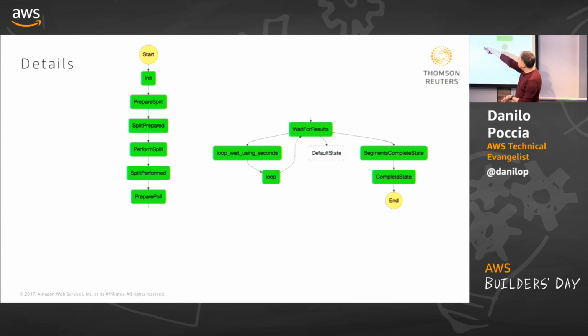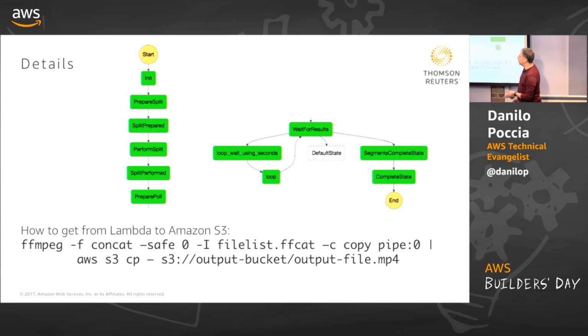So basically, they have all these states: prepare split, split prepared, perform split, split performed, prepare poll, wait for results, and then they give the results back. So it looks a little strange. By the way, this is a nice trick they use.